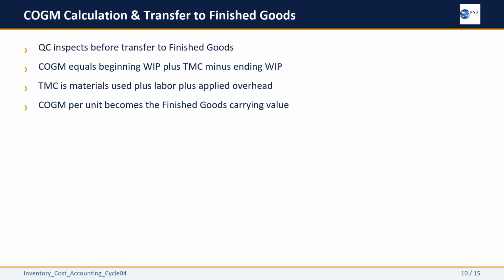Completed production is inspected by quality control before it moves. Pass, and goods transfer at their accumulated cost. Fail, and the unit is reworked, downgraded, or scrapped. The headline number is the cost of goods manufactured, or COGM. The formula is clean. Beginning work in process plus total manufacturing cost for the period minus ending work in process equals COGM. Total manufacturing cost is raw materials used plus direct labor plus manufacturing overhead applied. Divide COGM by units completed and you get COGM per unit, which becomes the carrying value of your finished goods.